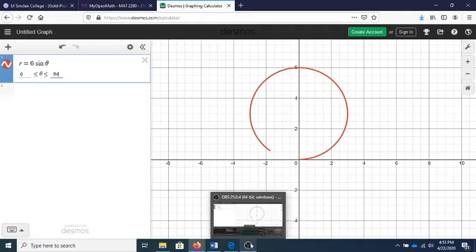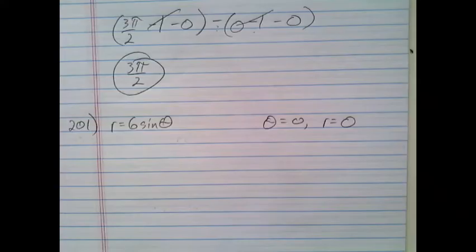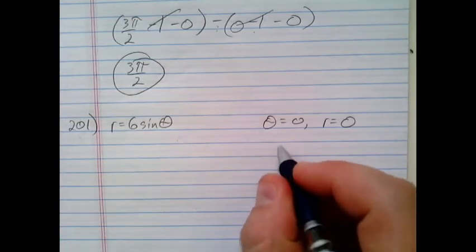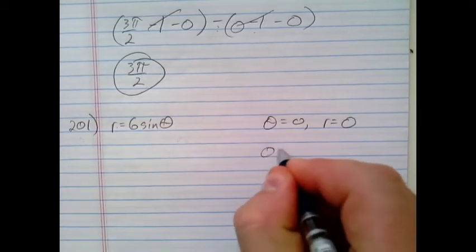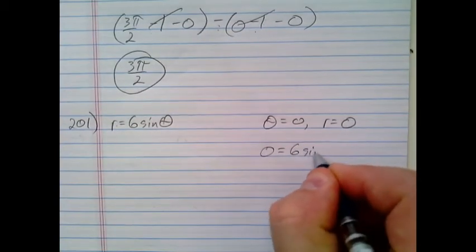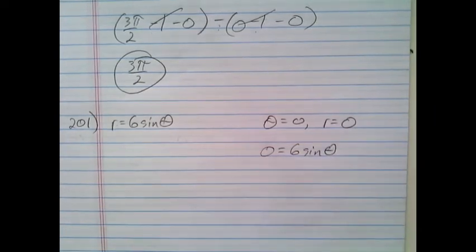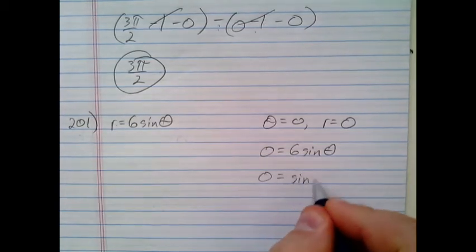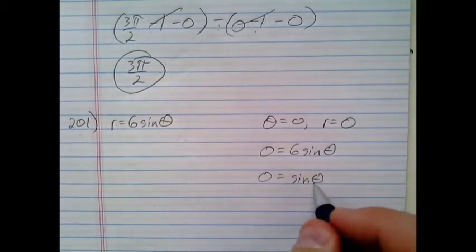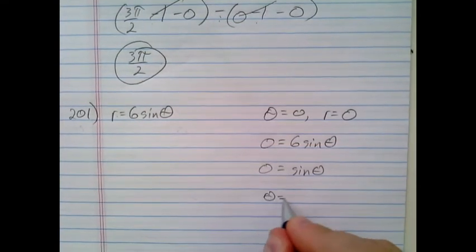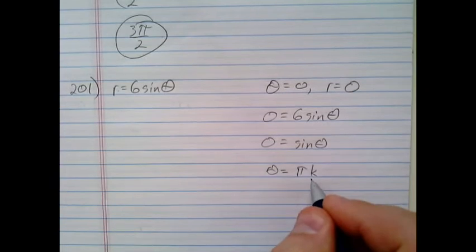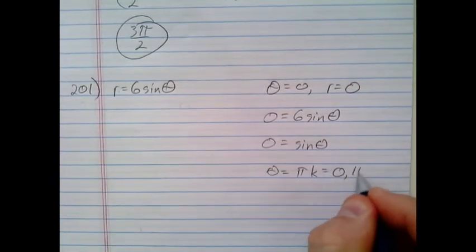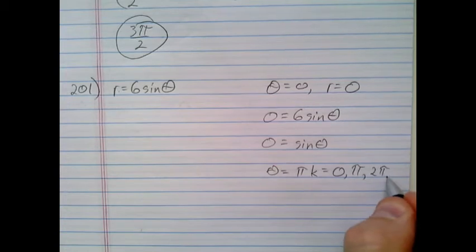So I could ask myself, when will it be at the origin again? Well, it'll be at the origin again whenever r equals 0 again. So I could put 0 in for r and solve the equation 0 equals 6 sine theta. Well, if I divide both sides by 6, 0 divided by 6 is still 0. And then I could say, oh, well, when is sine theta equal to 0? When theta is any integer increment of pi. So 0, pi, 2 pi, and so on.